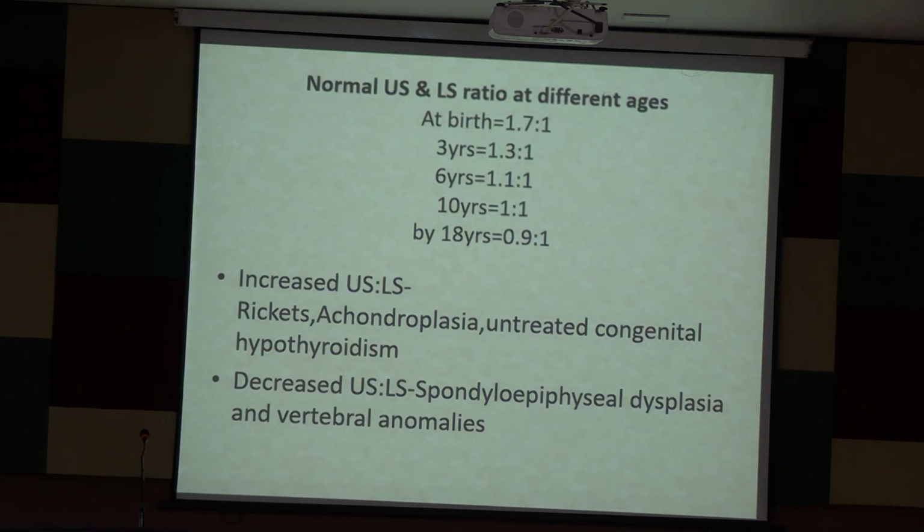The normal upper segment to lower segment ratio at different ages is: at birth 1.7:1, at 3 years 1.3:1, at 6 years 1.1:1, and at 10 years it is equal. So remember this: at 10 years of life, the upper segment and lower segment ratio becomes equal, that is 1:1. An increased upper segment to lower segment ratio is seen in the following pathological conditions: rickets, achondroplasia, and untreated congenital hypothyroidism. A decreased ratio is seen in spondyloepiphyseal dysplasia and vertebral anomalies.